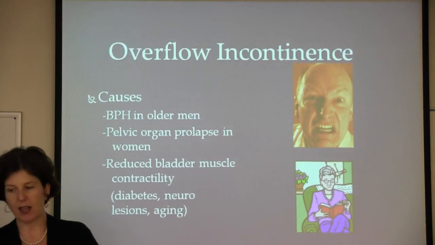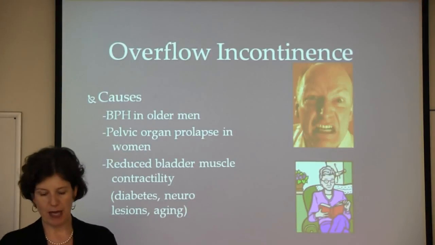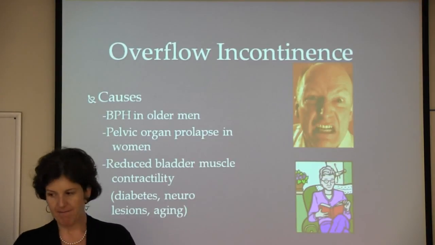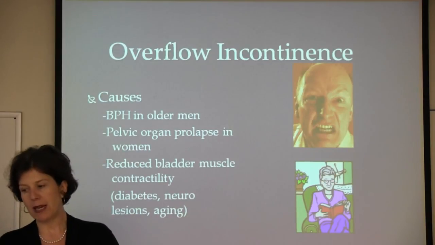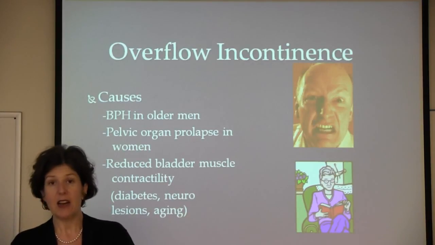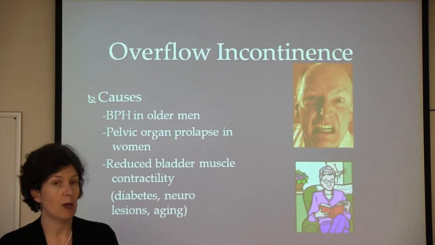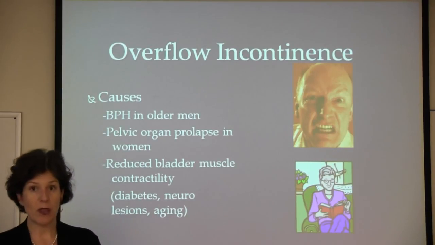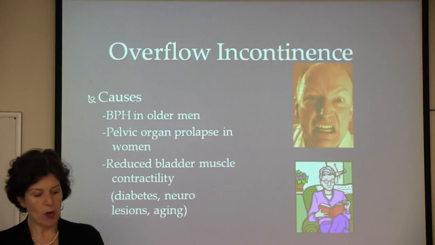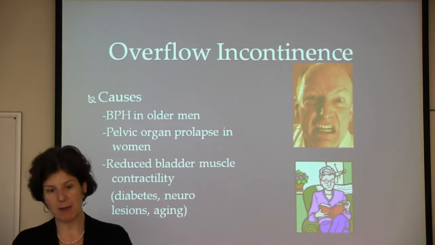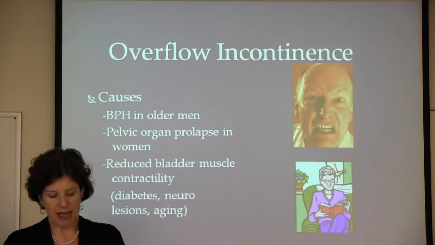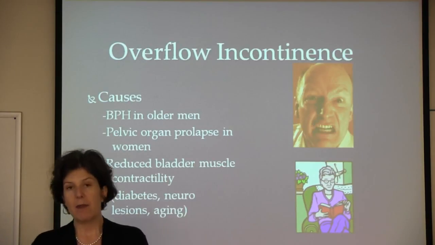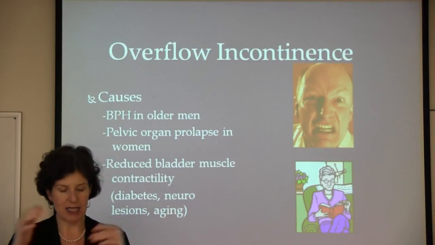Overflow incontinence. The causes of overflow incontinence are BPH in elderly men, pelvic organ prolapse in women, or reduced muscle contractility, for example, a neurological problem or diabetes. So what this actually is, is retention with or without leakage. The bladder is not emptying adequately, and they may leak with very small volumes because just the top of the bladder is emptying.